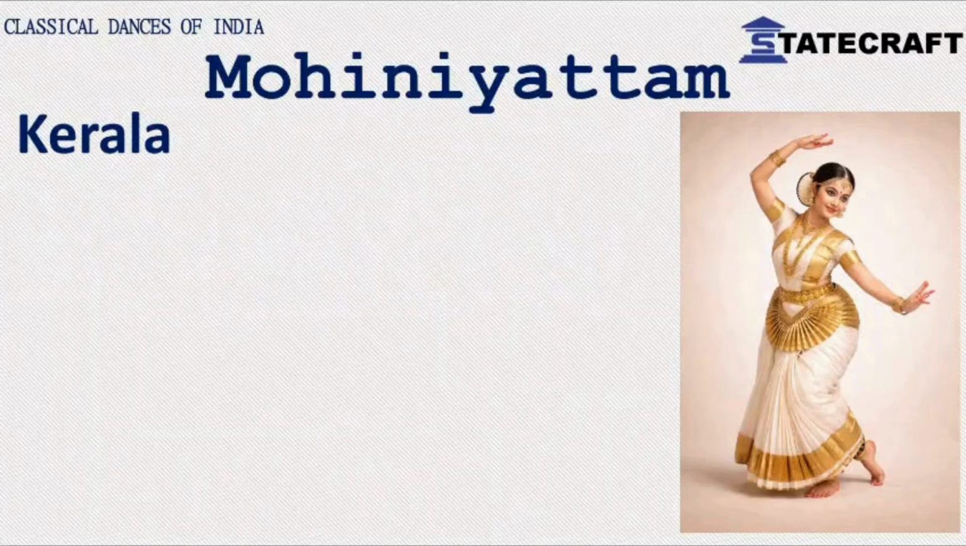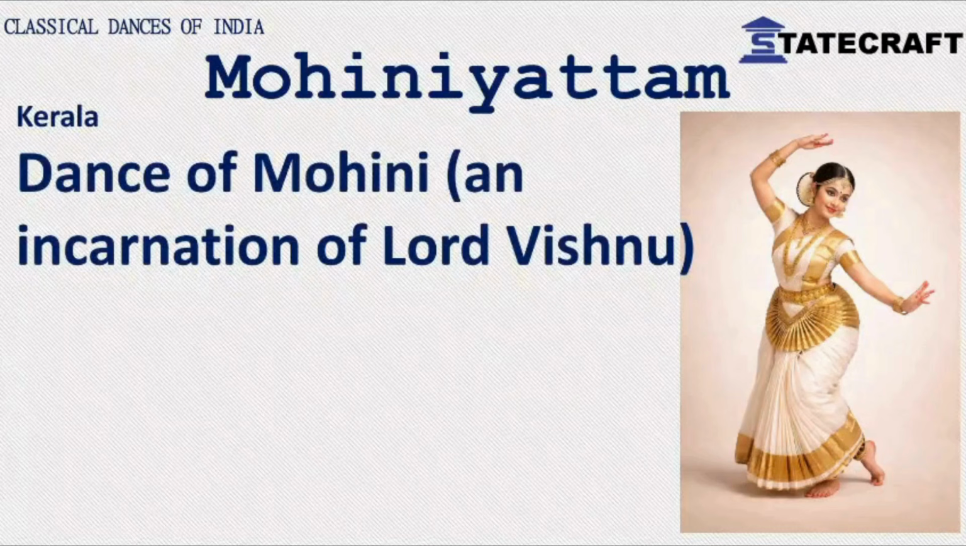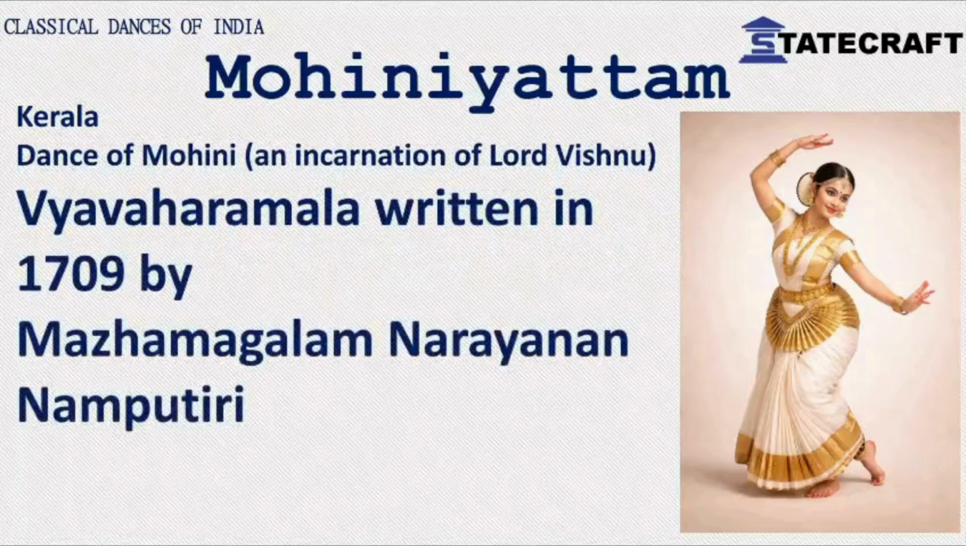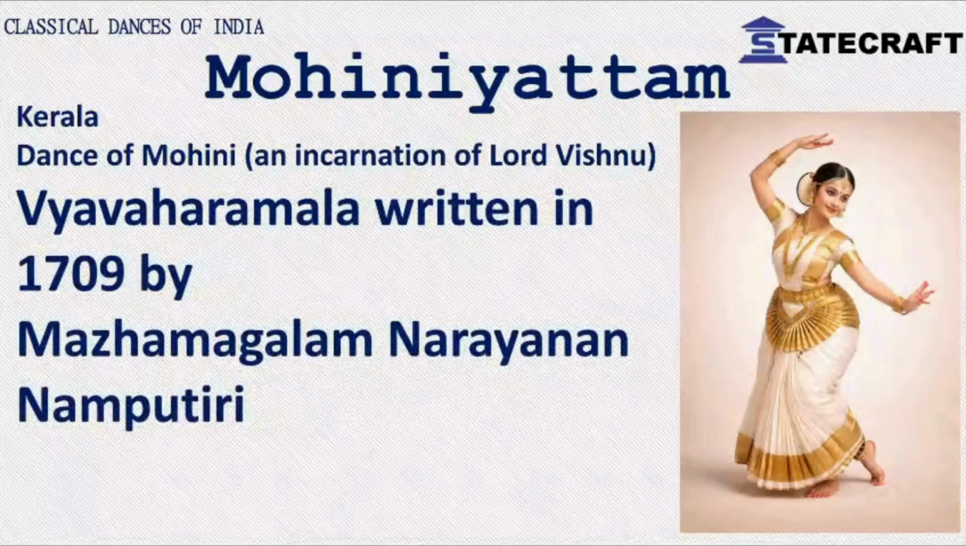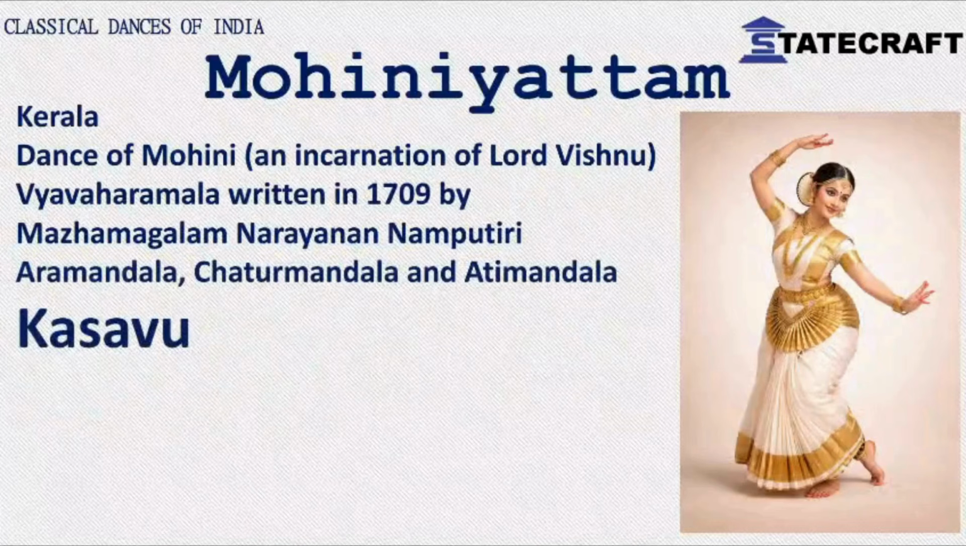Mohiniyattam originated in Kerala. The term literally means dance of Mohini, the female incarnation of Lord Vishnu. Apart from Natya Shastra, the text Vyavahara Mala, written in 1709 by Narayana Nambudiri, provides detailed reference to this dance. Mohiniyattam is marked by soft flowing and graceful elements where dancers frequently shift between body levels such as Aramandala, Chaturmandala and Atimandala. Dancers wear traditional off-white saris with golden borders known as kasavu.